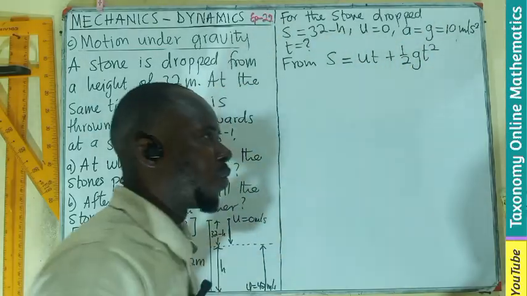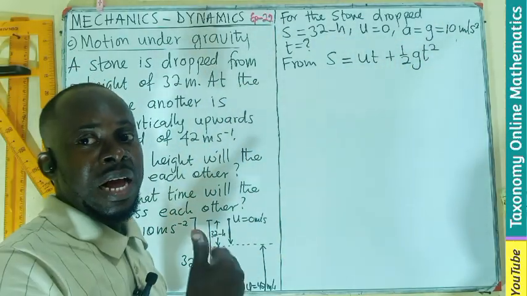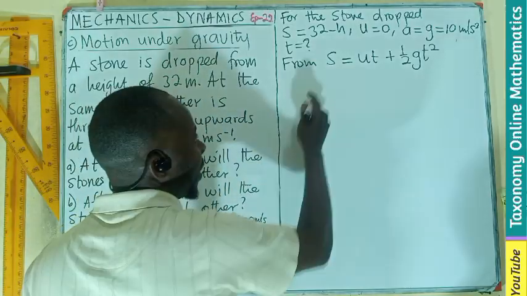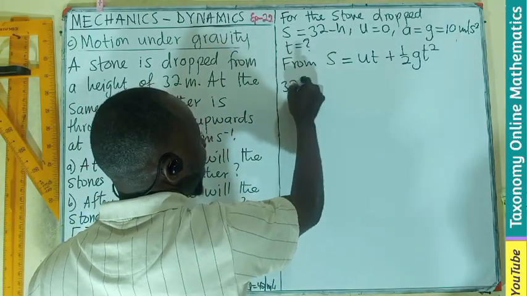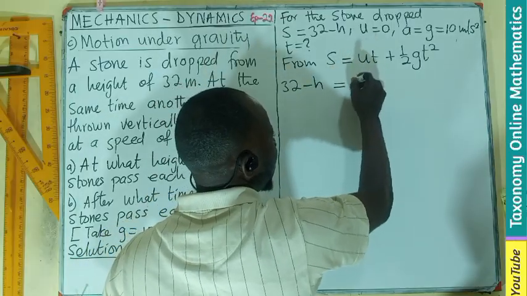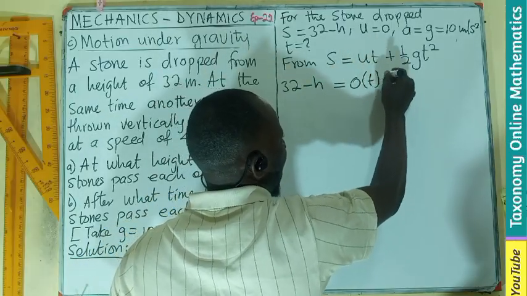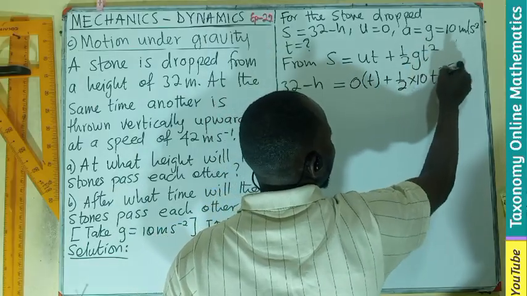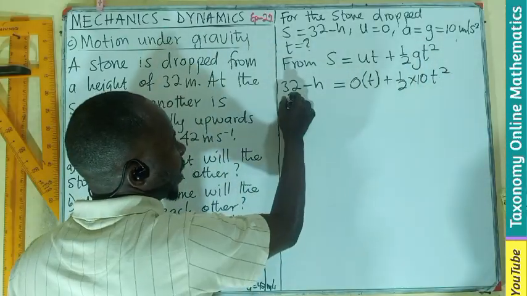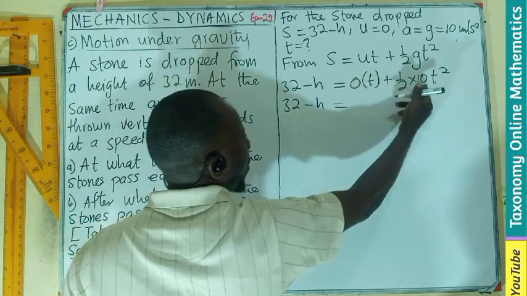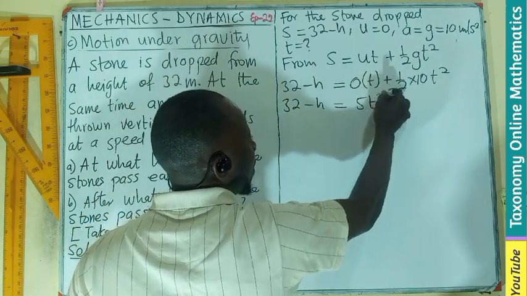We are using g because we are forced to move under what? Gravity. So by substitution, this becomes 32 minus h equals initial velocity 0 multiplied by time, plus 1/2 times the gravity, then t squared. Fast forward, 32 minus h, this will give you 0, plus half of 10, which is 5t squared.